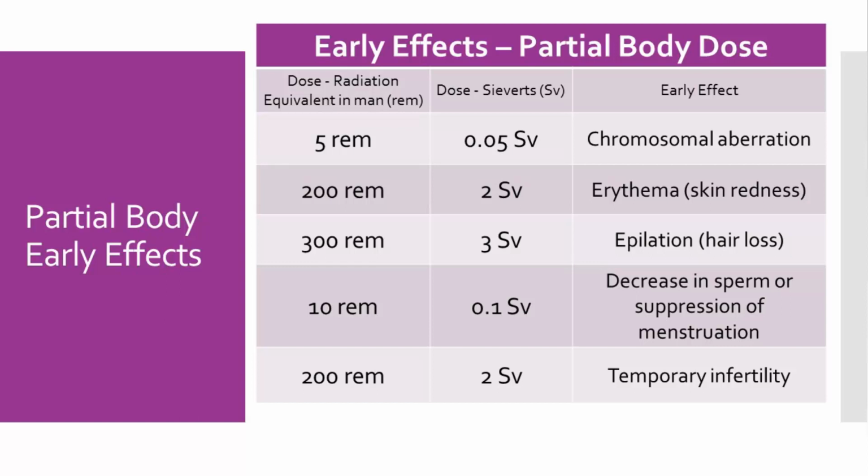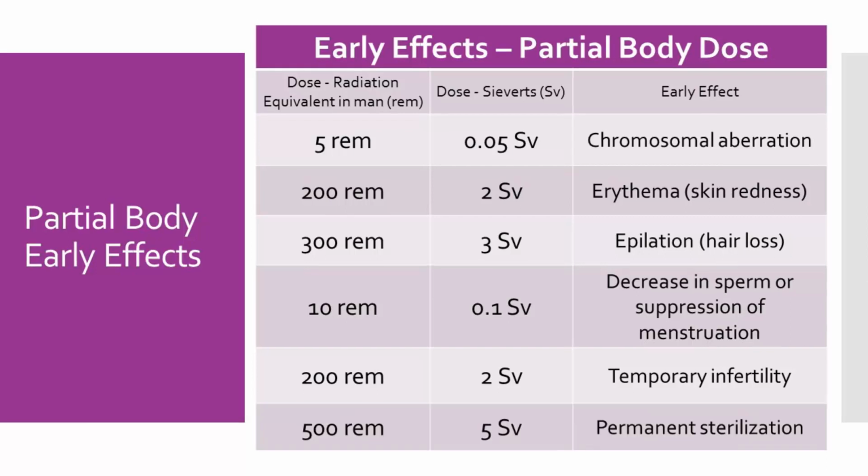However, at 200 rem or 2 sieverts, the effects are more severe and can result in temporary fertility issues for both males and females receiving this level of exposure to their gonads. At 500 rem or 5 sieverts, both males and females begin to experience permanent sterilization. You should note that we are only discussing early effects of radiation in this video, and additional late effects can result from the irradiation of gamete cells, but that will be discussed in a separate video.